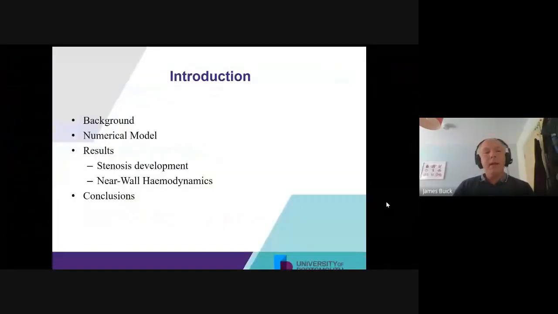There we go. So I'll start by describing the background to why we're interested in this, also the details of the numerical model that we're using before moving on to look at the results. Two sorts of results. One is looking at how the stenosis develops inside the artery, and the second one looking at the near wall hemodynamics. They're important because they are what influence, or one of the factors that influence the development of the stenosis. So we'll look at that before moving on to the conclusions.